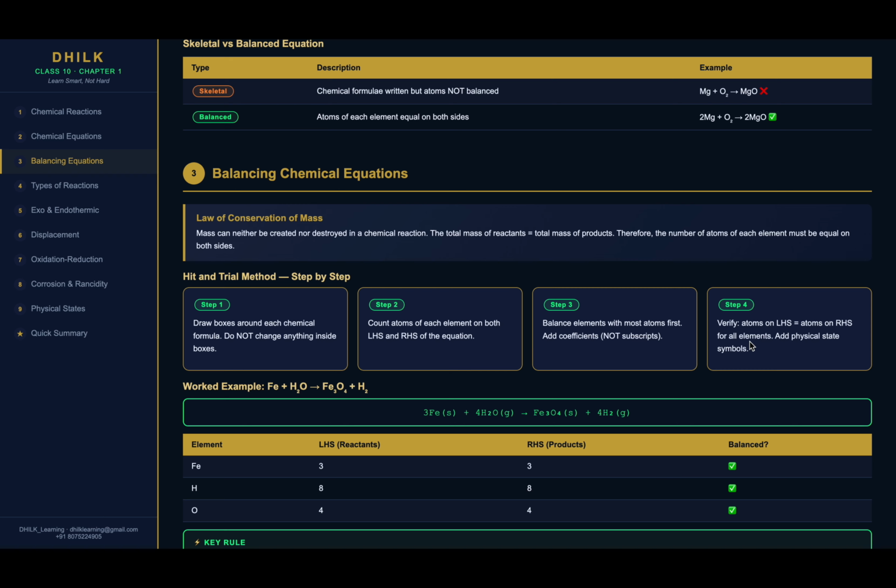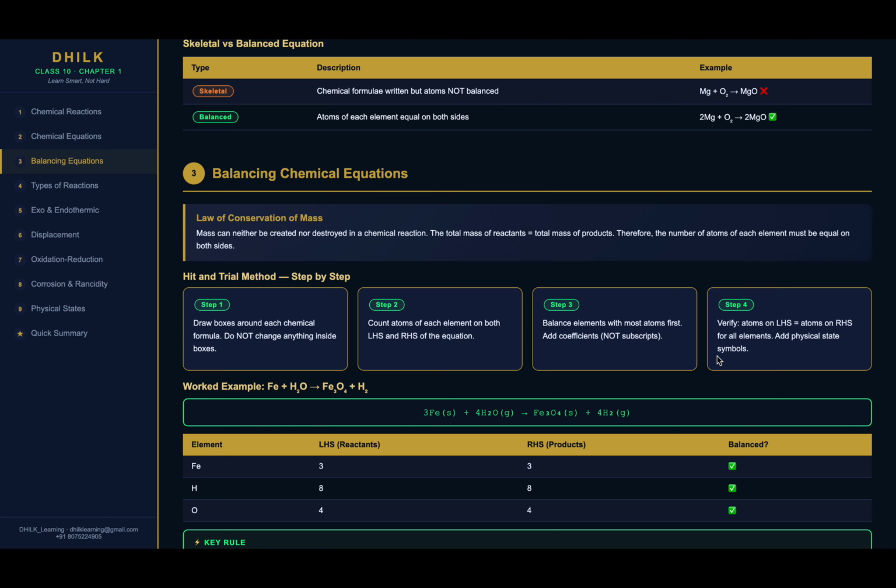Then you have to add the physical state symbols. That means if it is a solid, you have to write S in the bracket. If it is a liquid, you have to write L in the bracket. If it is a gas, you have to write G in the bracket. Or if it is an aqueous state, then you have to write AQ in the bracket. That we will see in the next upcoming session.